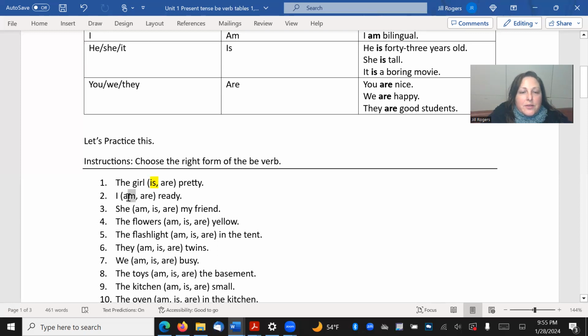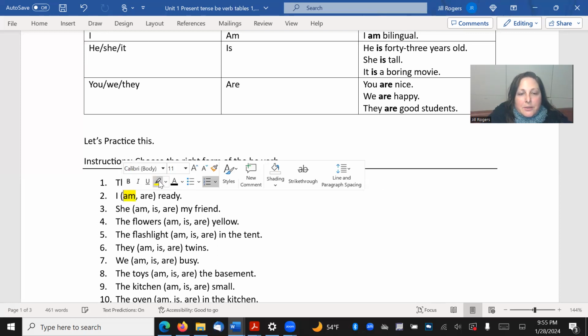Okay, so for the rest of these examples, I will read them for you. I will read one sentence with the first verb, then the second verb, then the third verb, and then I want you to choose. Okay, now you can pause the video, take your time, and refer to the grammar table too. That's totally fine. But we will go over the answers as well.